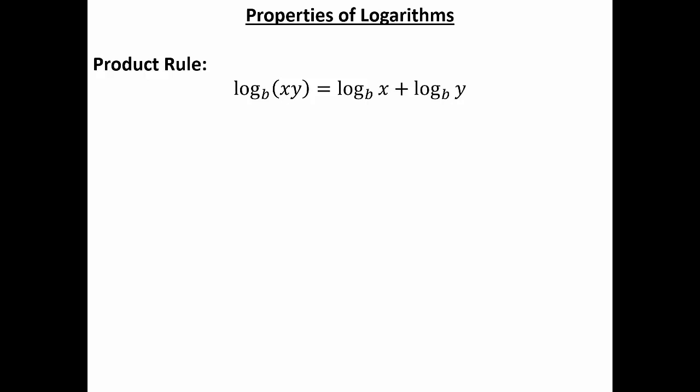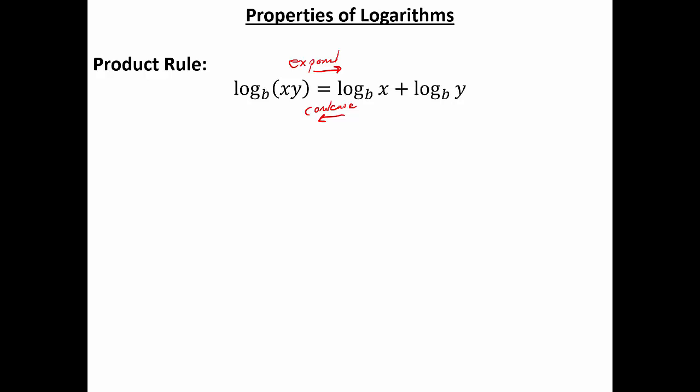Multiplication becomes addition. Now notice I just used the word expand because I'm breaking my single logarithm into 2 logarithms. So when we're going this way, we call it expanding. And then the second part of this lesson is going to be about condensing. When I'm going in this direction, I call it condensing. And if I have multiple logarithms, I can condense into a single logarithm. If I have a single logarithm, I can expand into multiple logarithms.